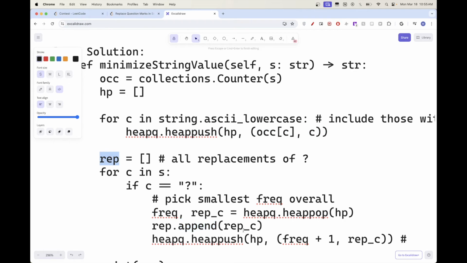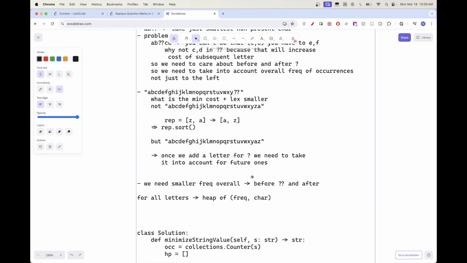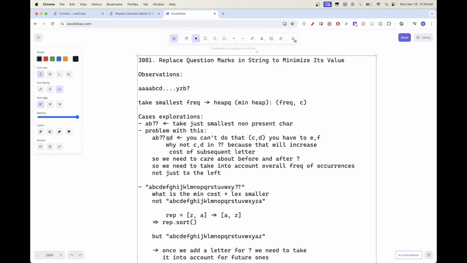But the other thing we need to do, remember what I said here, is that if you add a C here, that will increase the cost of this one. So we need to take into account the cost, the frequency increase when we add something here for a question mark. Now, another example you may think about is, okay, if we add C here, we shouldn't add another C here. So how do we account for that?